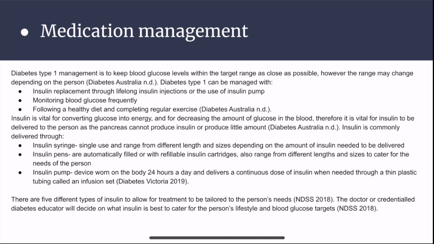Medication management for diabetes type 1. Diabetes type 1 management is to keep the blood glucose levels within a target range as close as possible. However, the range may change depending on the individual. Diabetes type 1 can be managed with insulin replacement through lifelong insulin injections or the use of an insulin pump, monitoring blood glucose levels frequently, and following a healthy diet and completing regular exercise.